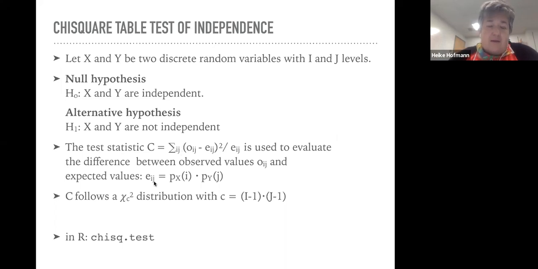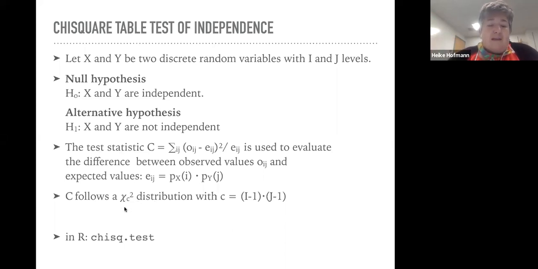So a lot of math tells us that this C follows what's called a chi-square distribution, which means that we might not know its exact value, but we know its overall shape.